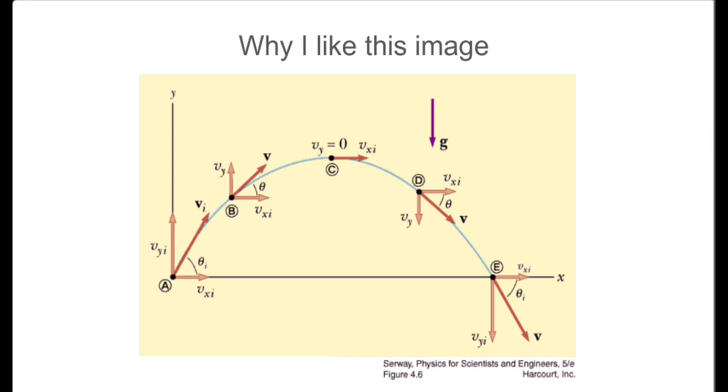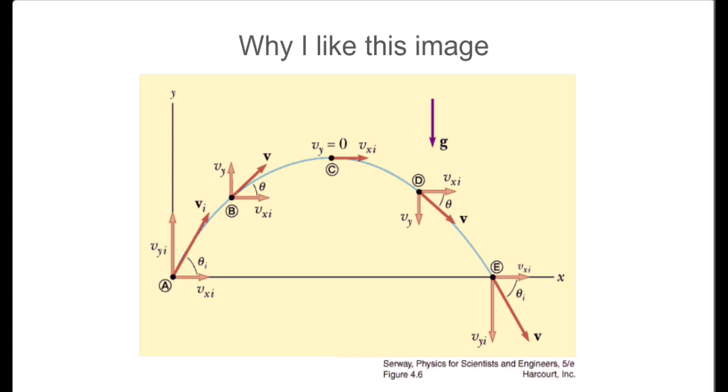This is very important as it shows that the object does not stop moving, but it only stops moving upward at that certain point, which is point C. And after point C to point D to E, we can see that gravity causes the object to accelerate downward. The vertical velocity increases in the downward direction, while the horizontal velocity remains unchanged because it is constant.